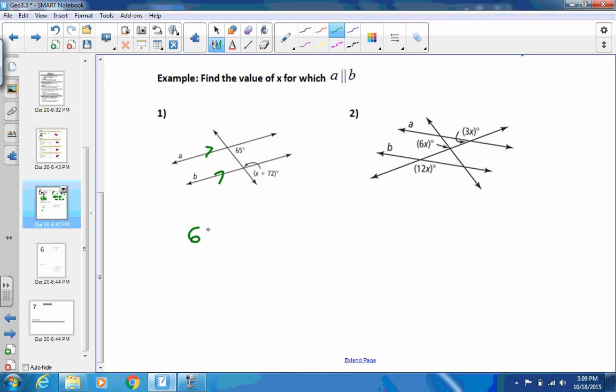So the 65 plus the x plus 72 must add up to 180 degrees. So that would be x plus 137 equals 180 degrees.